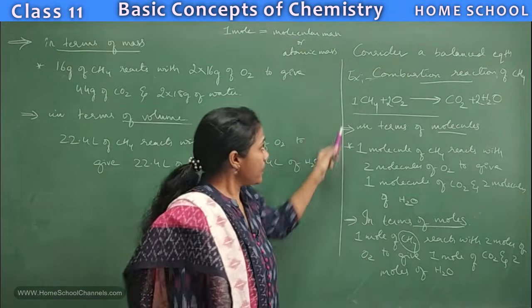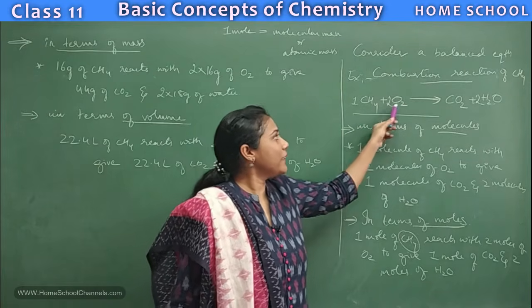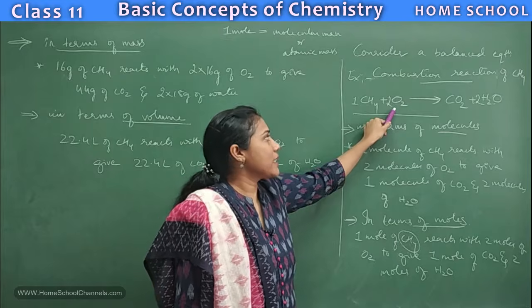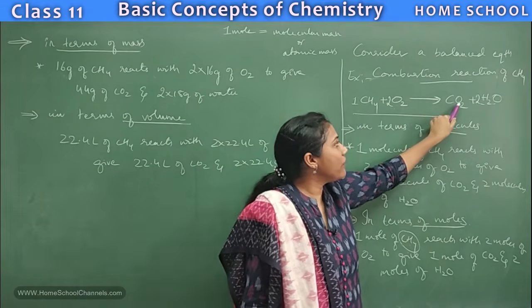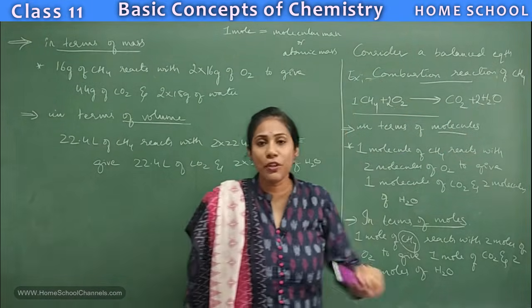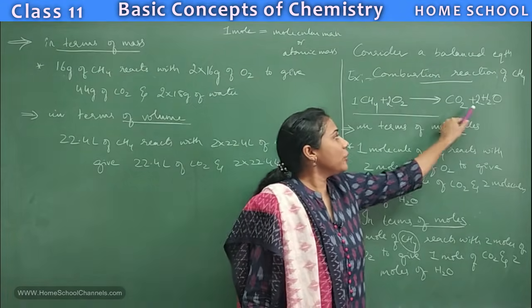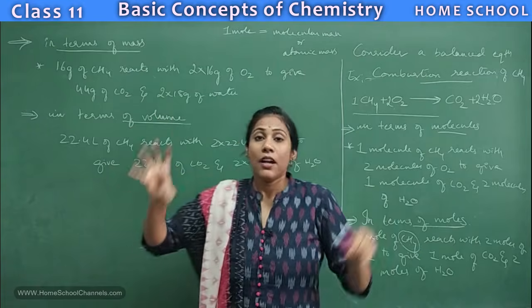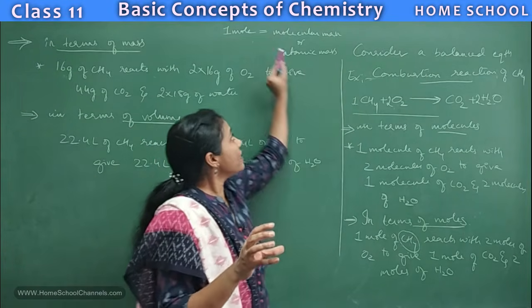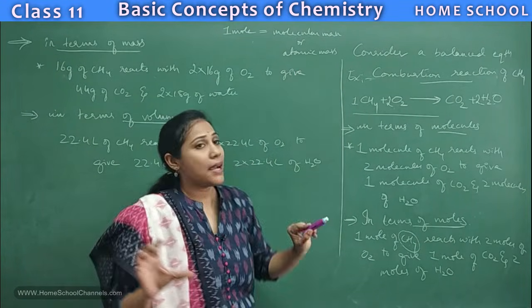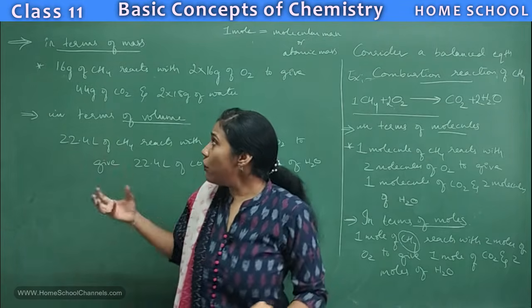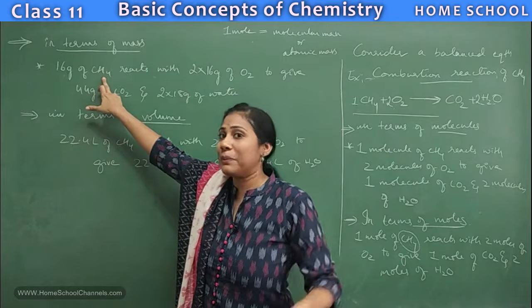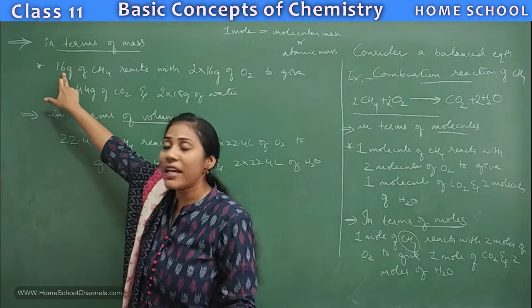See, in terms of moles, it's easy. Just with respect to the stoichiometric coefficients, you will write like 1 mole of methane reacts with 2 moles of O2 to give 1 mole of carbon dioxide and 2 moles of water. Just stoichiometric coefficients you will see and you will write. But writing in terms of mass, 1 mole of anything is always equal to molecular mass or atomic mass, right? So 1 mole of methane means methane's molecular mass is how much? That many grams.